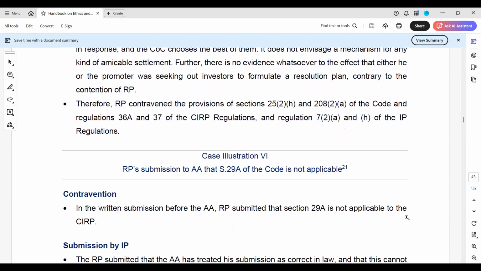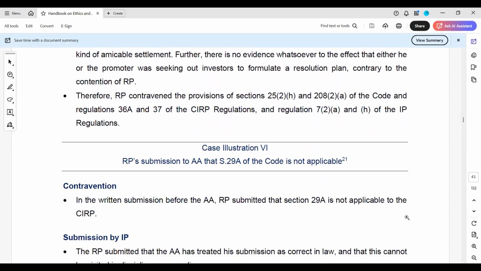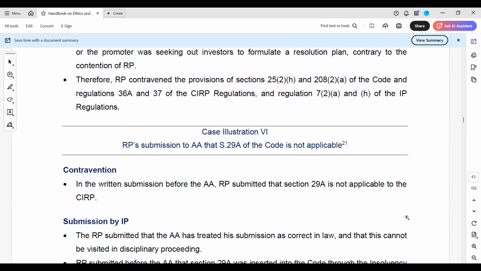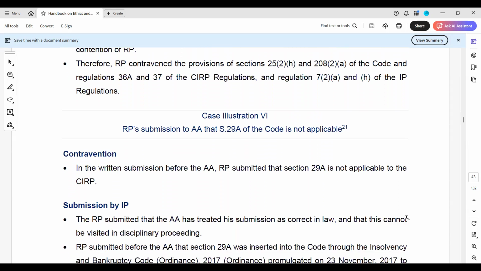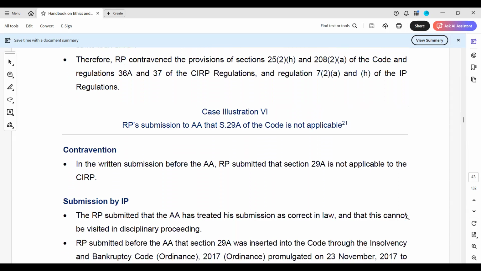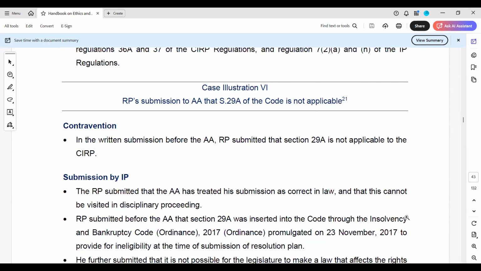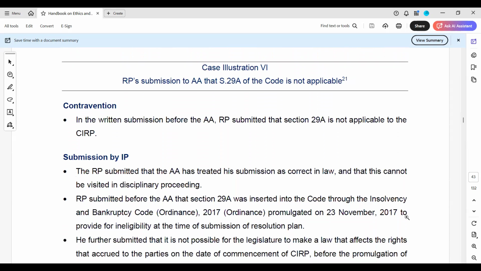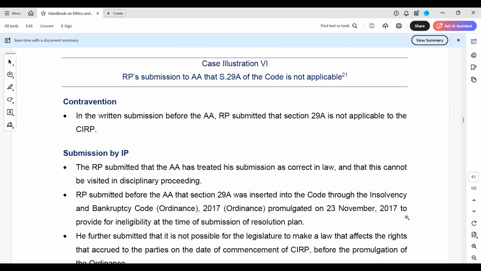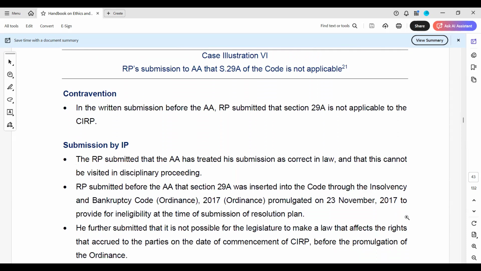Next is RP submission to AA that section 29A is not applicable. In the written submission before the AA, RP submitted that section 29A is not applicable to the CIRP. The RP submitted that the AA has treated his submission as correct in law and that this cannot be visited in disciplinary proceedings.